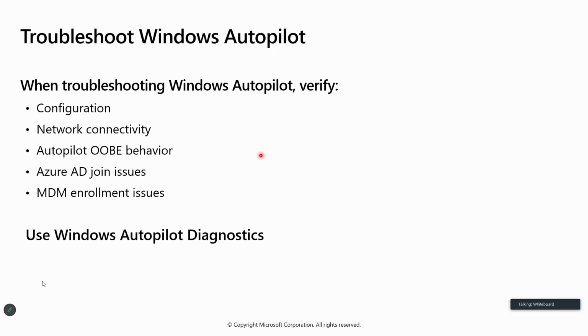Check and see, has Azure AD and Microsoft Intune been configured as specified in your Autopilot configuration? Can the device access the service described in the Windows Autopilot networking requirements? Did you see the correct screens that you expected to see? Were you able to join Azure AD? And were you able to enroll into your Intune? So some of the troubleshooting steps over here.